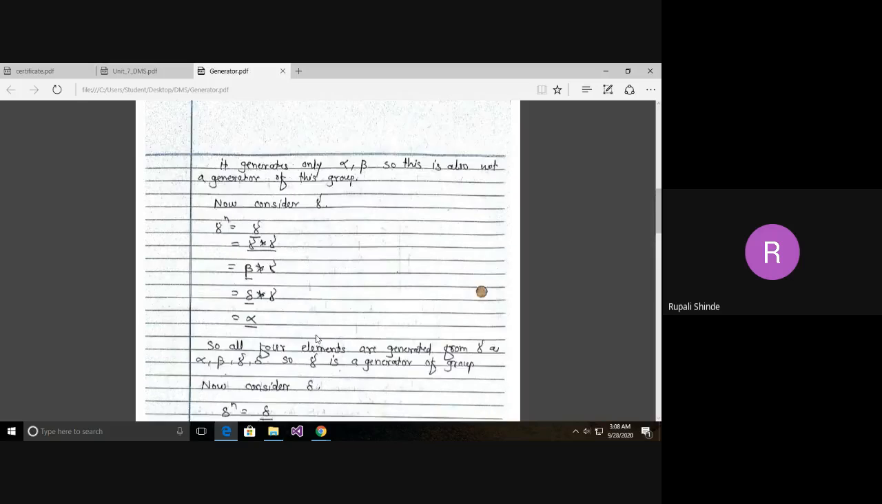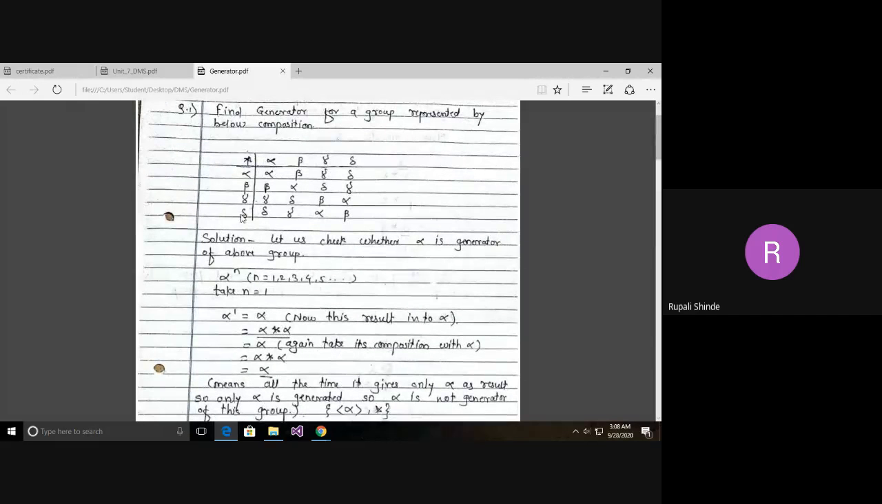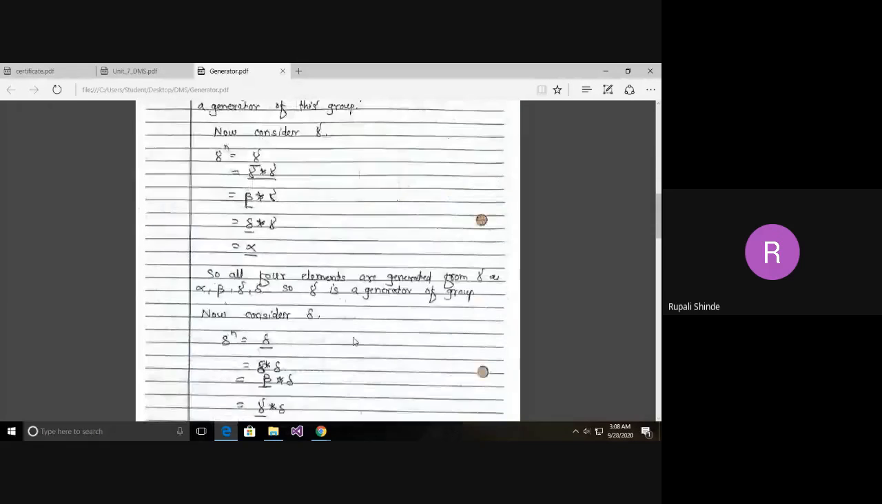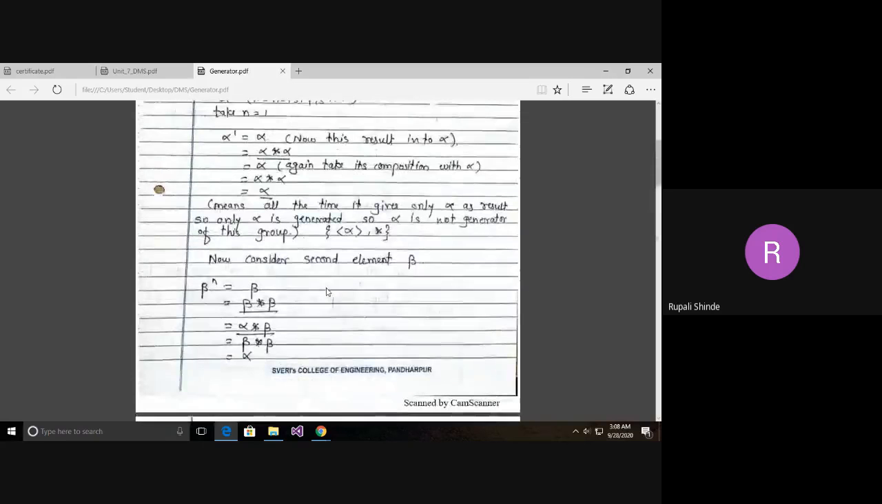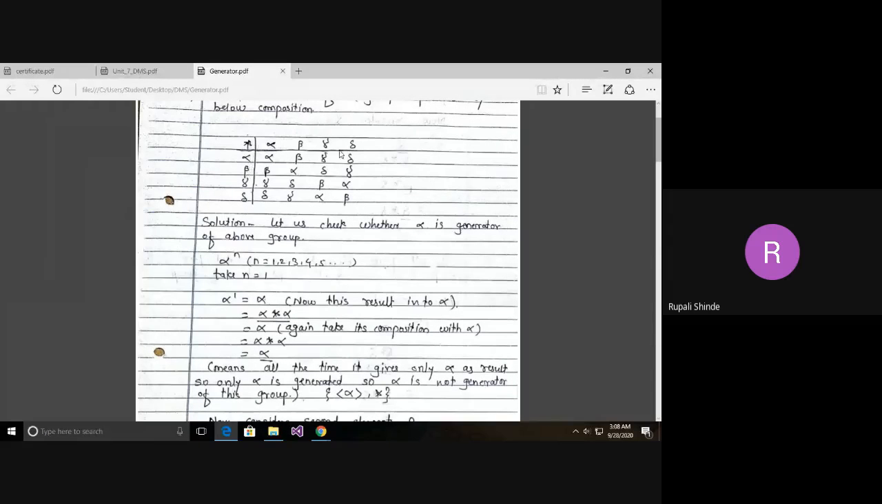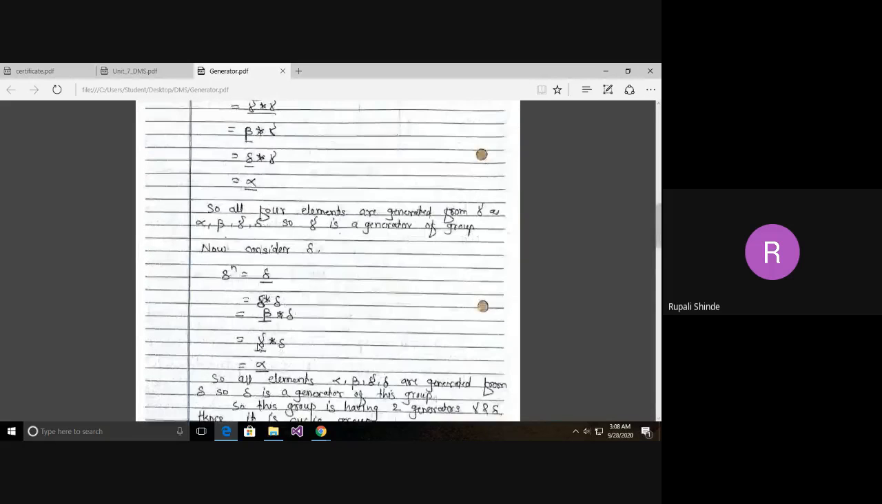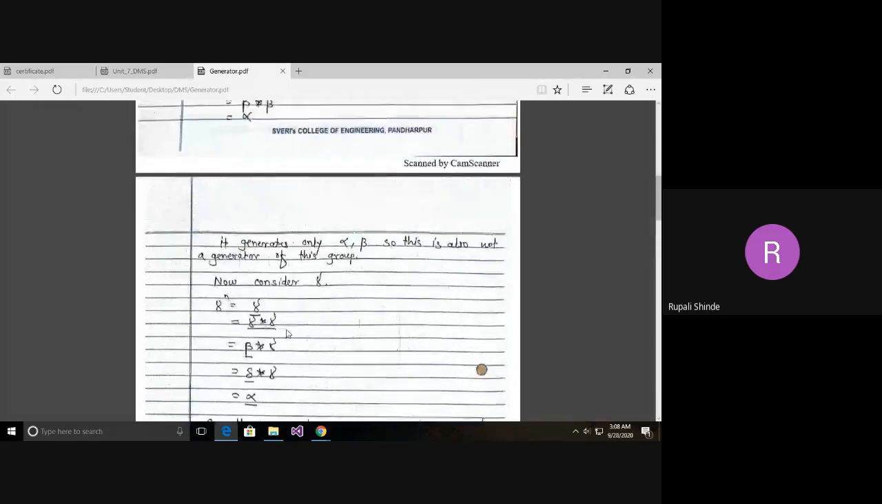So delta star delta. Check the value of delta star delta, and that value is beta. That value is written here. Again we have to take the composition of this result with delta. So beta star delta, and the result is gamma, which is written here. Then gamma star delta. Now check what the value is. Gamma star delta, and that value is alpha.